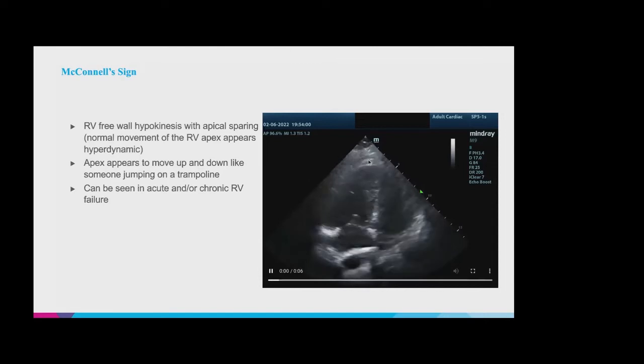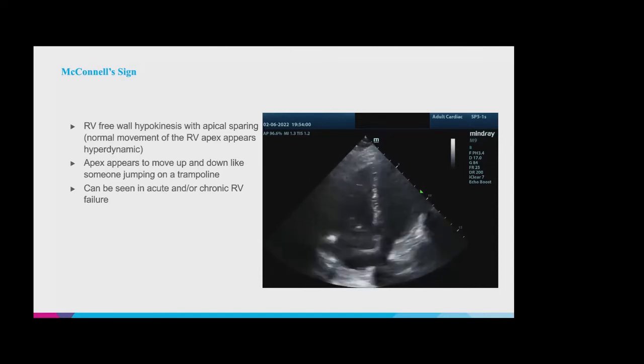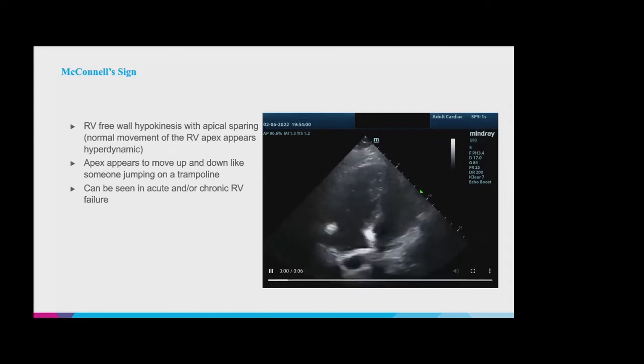So that's an abnormal sign. That's very specific for RV dysfunction. It doesn't necessarily delineate what's causing the RV dysfunction and whether it's an acute or chronic process, but it does show that there's at least some signs of RV dysfunction. Question about that? Does everyone see that? So apical sparing with decreased movement of the lateral free wall.